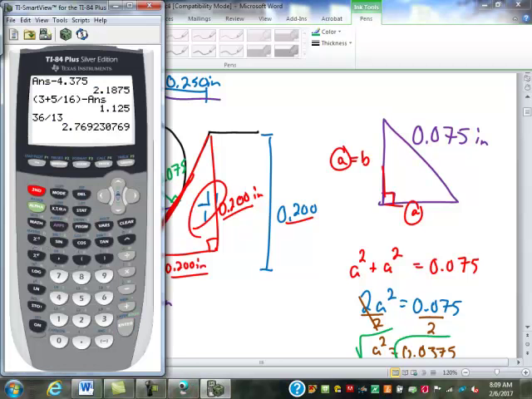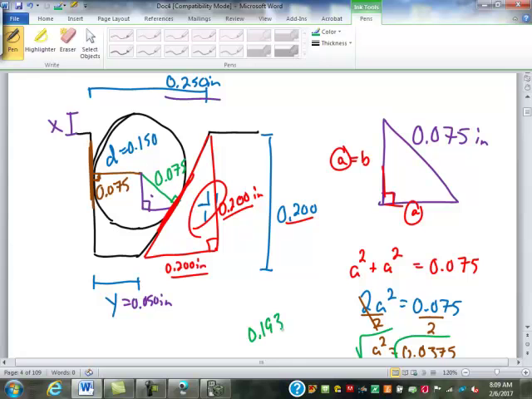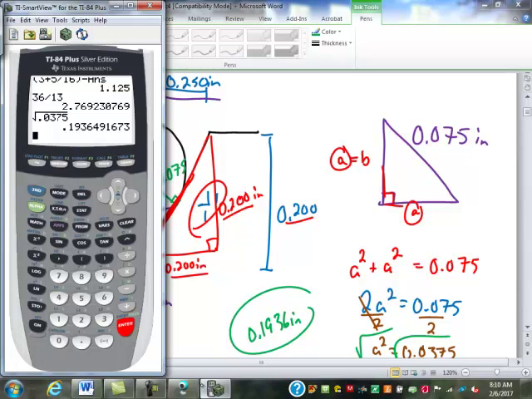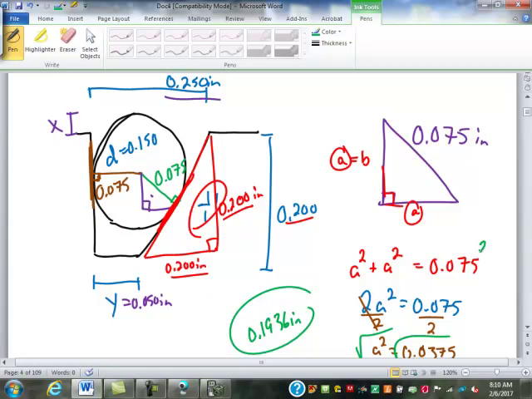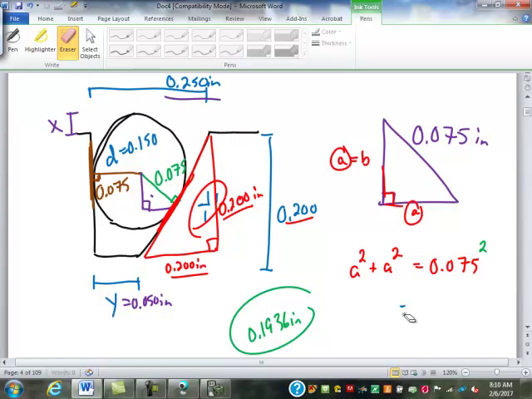So the square root of 0.0375 is 0.1936 inches. That does not seem right. Would it be 0.075 squared? Oh, I got square root of 0.075. That's what I missed. Thank you. Yeah, so that's 0.075 squared. Let's back up. Thanks, Carter.